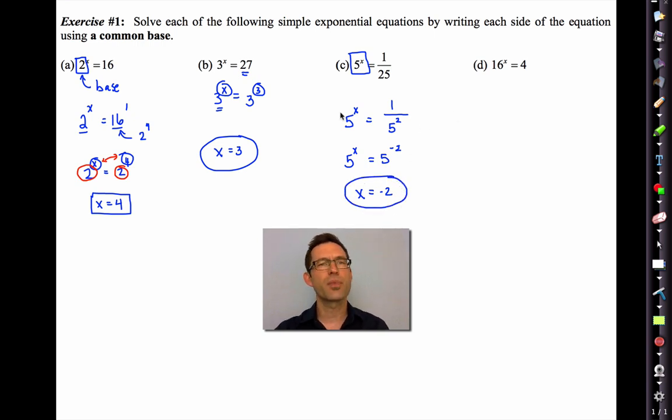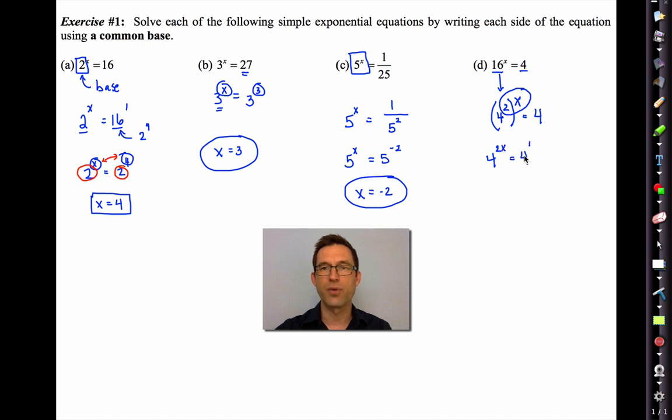Ooh, now up to this point, each time we looked at the left-hand side, that was the base we used. On the other hand, here we might look at the 16 and the 4, and the first thing that might occur to us is that 16 is the same as 4 squared. So I have 4 squared to the x is equal to 4. Now I can use that property of exponents that says, let's multiply these two together, and I get 4 to the 2x is equal to 4 to the first. That means I can now set my 2x equal to 1 and get x equals 1/2.